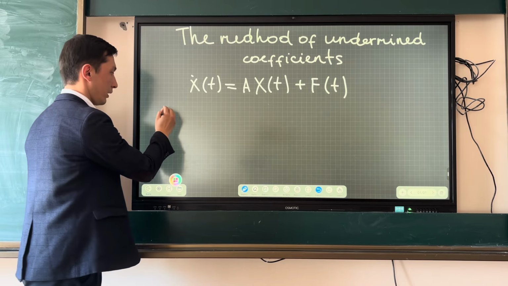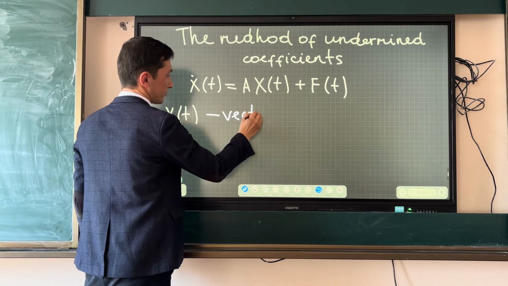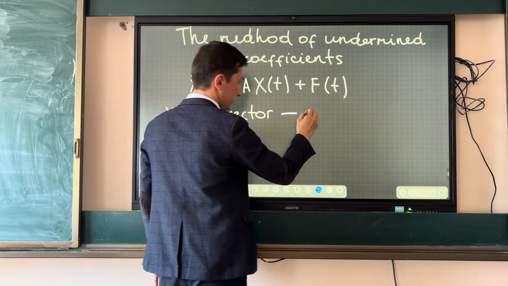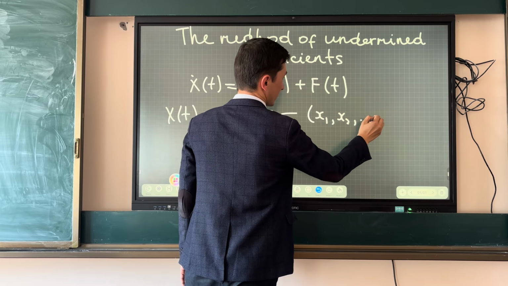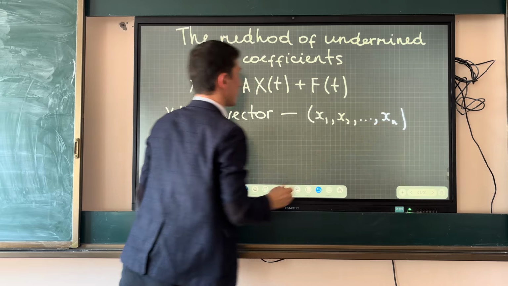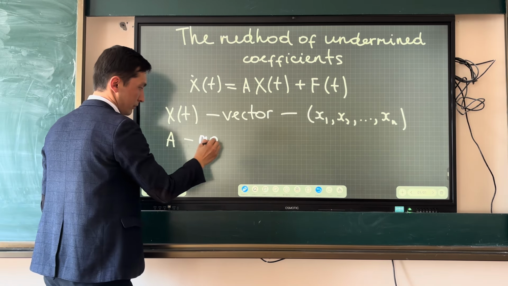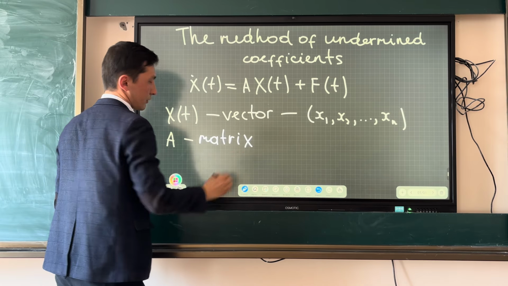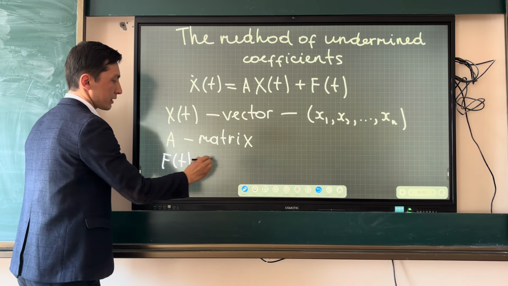Here, x of t is a vector, A is a matrix, and f of t is also a vector.